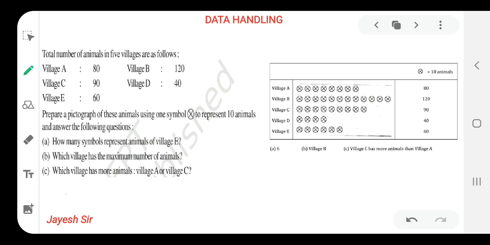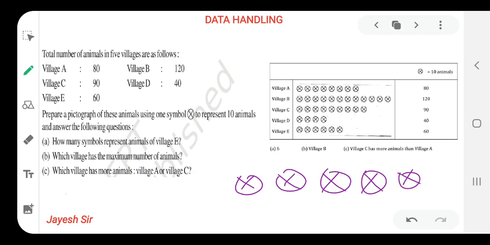What is the symbol, friends? The symbol is a circle with a multiplication sign in between. Yes friends, this is the symbol, and one symbol represents 10 animals. So in village A how many animals are there? 80. So we will divide 80 by 10. Why by 10? Because one symbol represents 10. That means if we want to make 80, we'll make 8 such symbols.